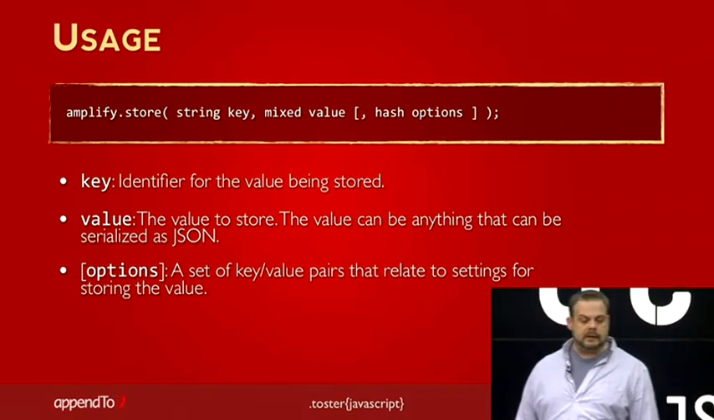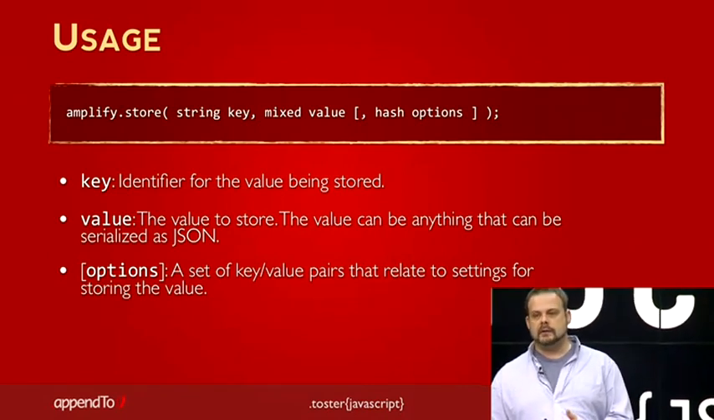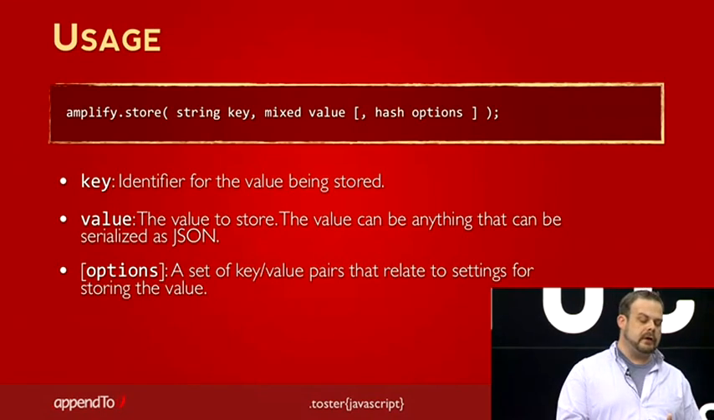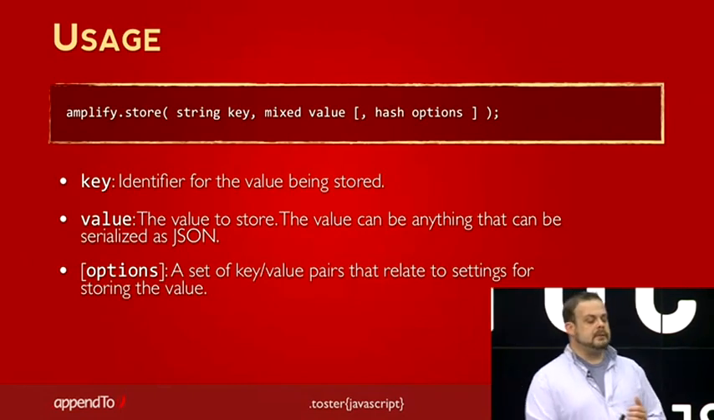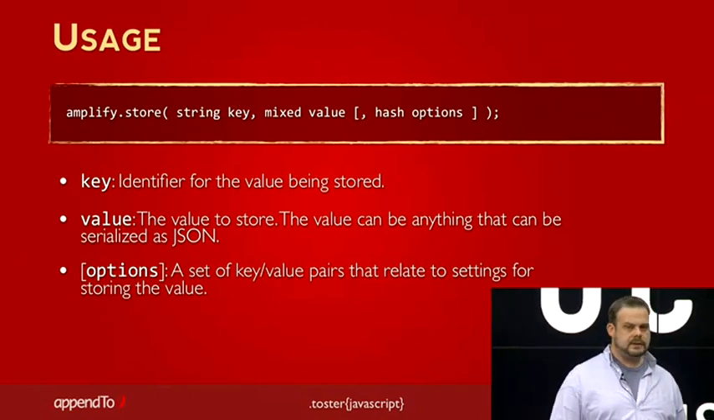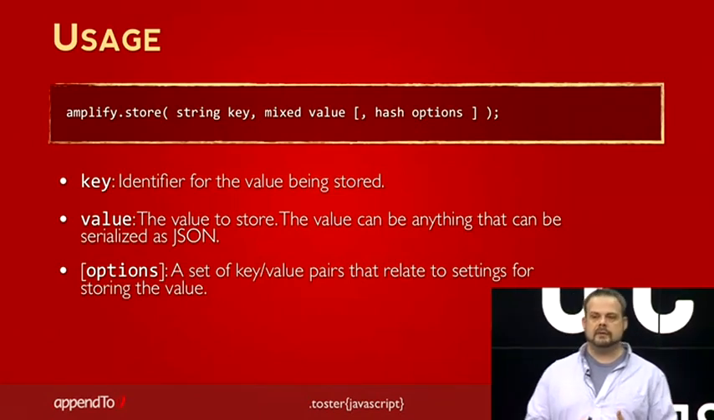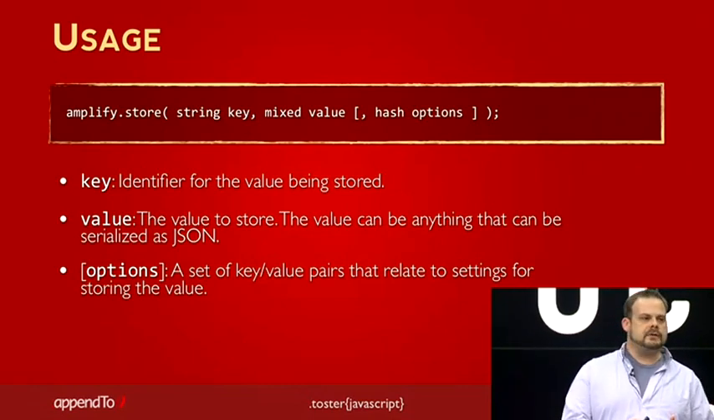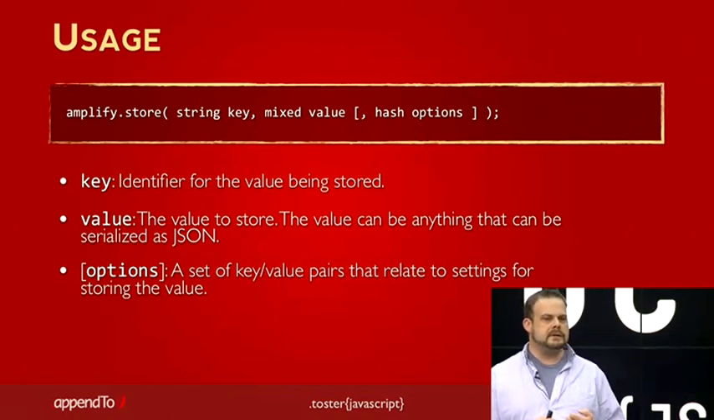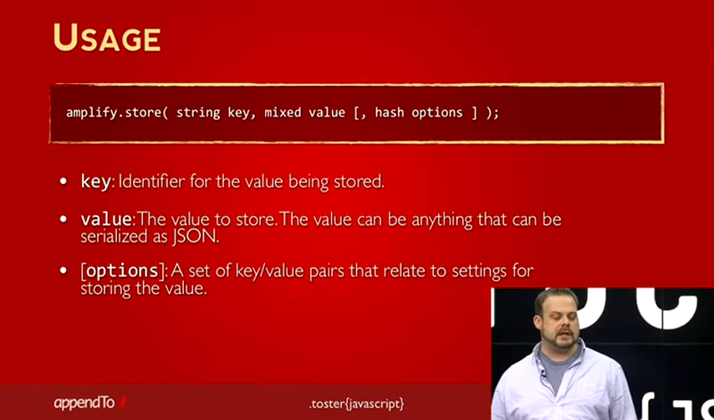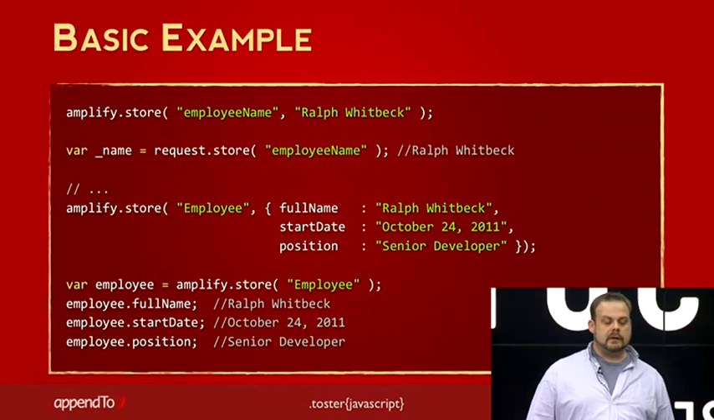So let's take a look at the usage. Amplify.store. You're going to provide it a key, and you're going to provide it any mixed value, so it can be any type of value as long as it can be serialized as JSON. And the third optional hash of options is a set of key value pairs that relate to setting for storing the value. So if the local storage technology you're using has some specific values that you want to set, like expires time, you can use the option hash there to set that kind of stuff. So let's take a look at a basic example.